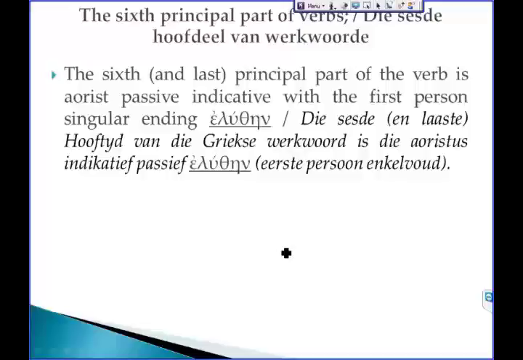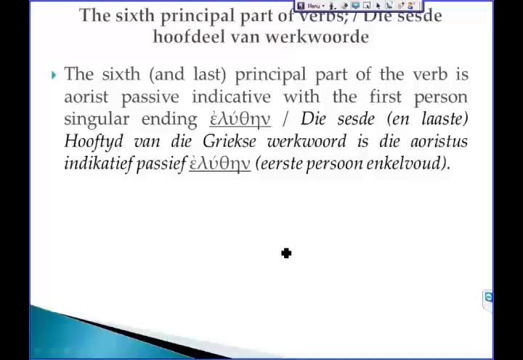So let's recapitulate all the principal parts of the verb, 6 of them. We start with the present indicative active, and then future indicative active, and aorist indicative active. We're talking first person singular. And then the perfect indicative active and the perfect middle or passive indicative, and then the aorist passive. Will you be able to remember that?